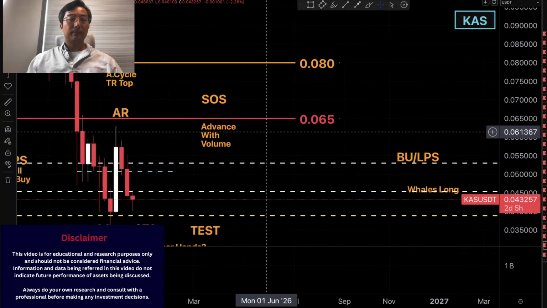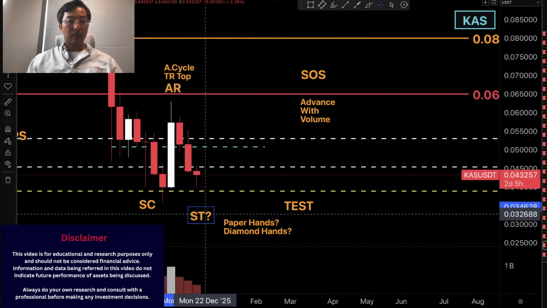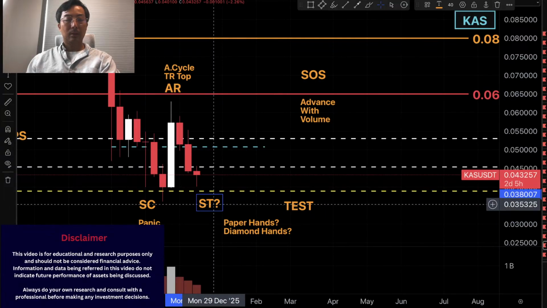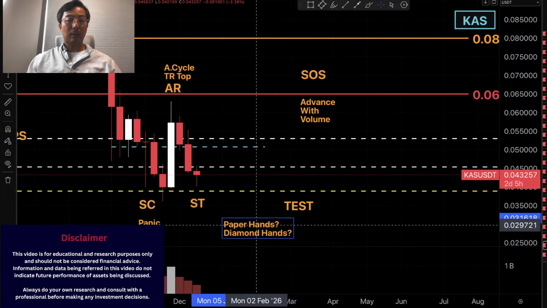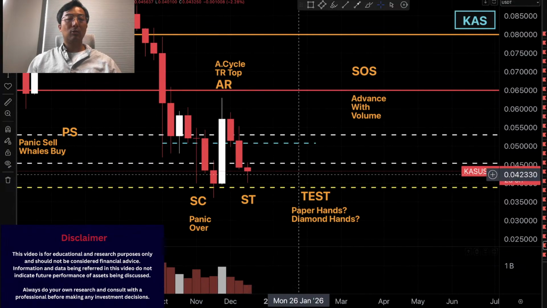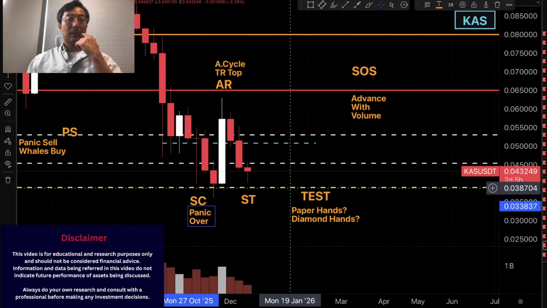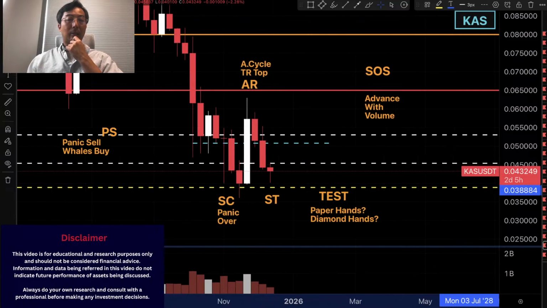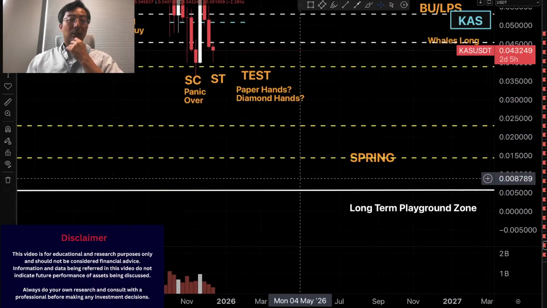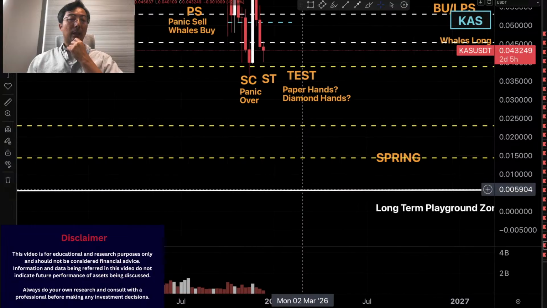So weekly of Casper. Going through the second test, that's confirmed, and expect more paper hands diamond test to continue. The volume has been dying down, so that's a good sign, though hopefully it doesn't go lower than the selling climax, this yellow dash line over here at around 0.038. Okay, of course there are lower levels, and the bottom of the long-term playground zone is at around 0.0059.